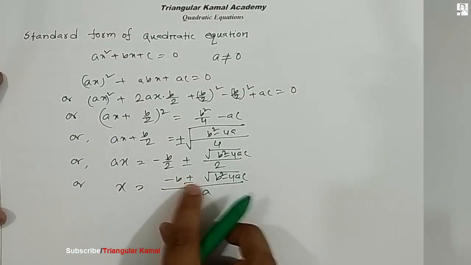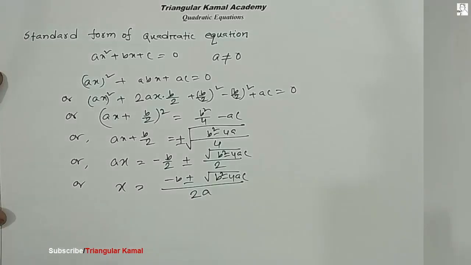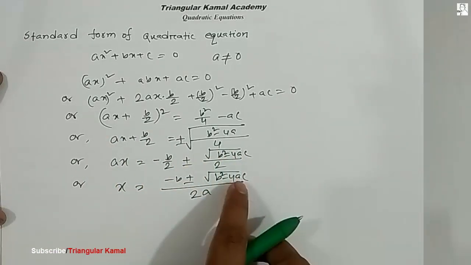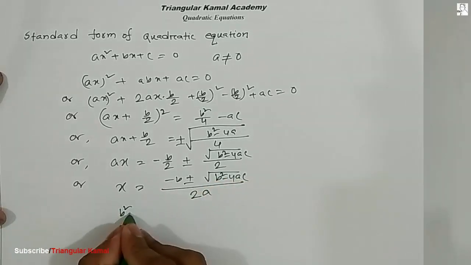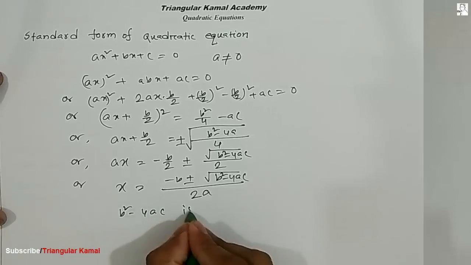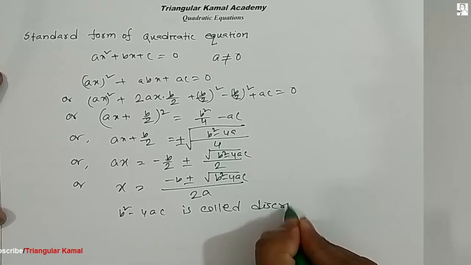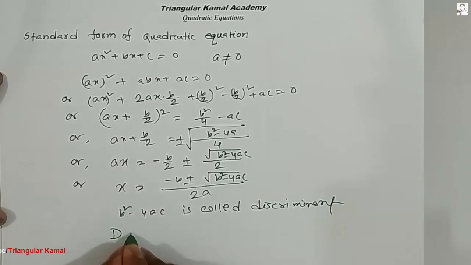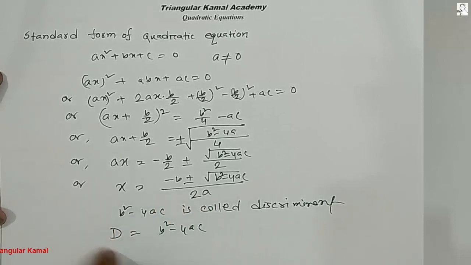If we consider plus, we will get one root, and if we consider minus, we will get another root. But the nature of the roots, the type of the equation, always depends on b square minus 4ac, and here b square minus 4ac is called the discriminant, and sometimes it is represented by D, which is b square minus 4ac. Actually this represents the types of the quadratic equation.